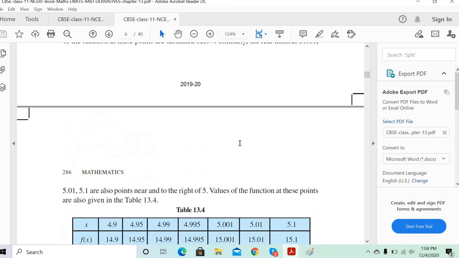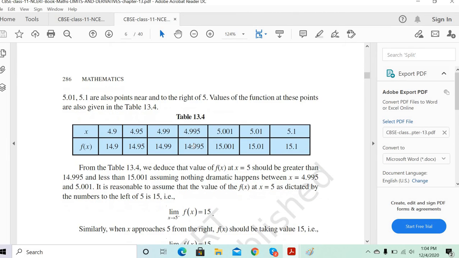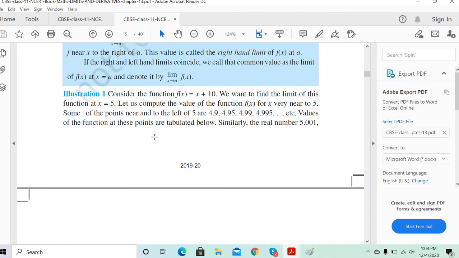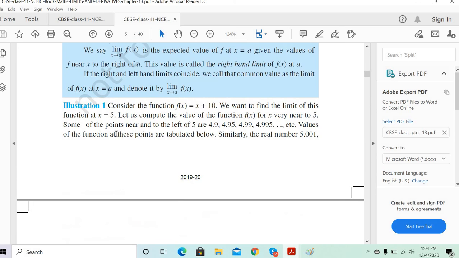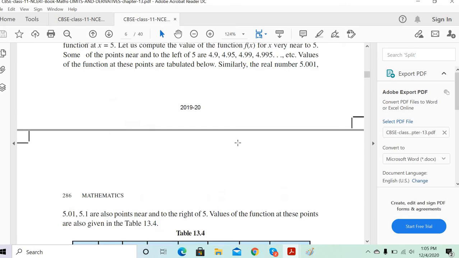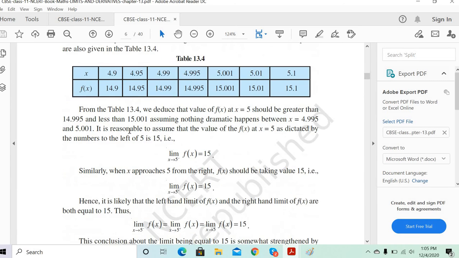Now let's go to this part. Illustration 1. Let's understand illustration 1 now. Read out illustration 1, and no need to draw the figure. Table 13.4, let's understand table 13.4 based on illustration 1. Then I'll explain to you.